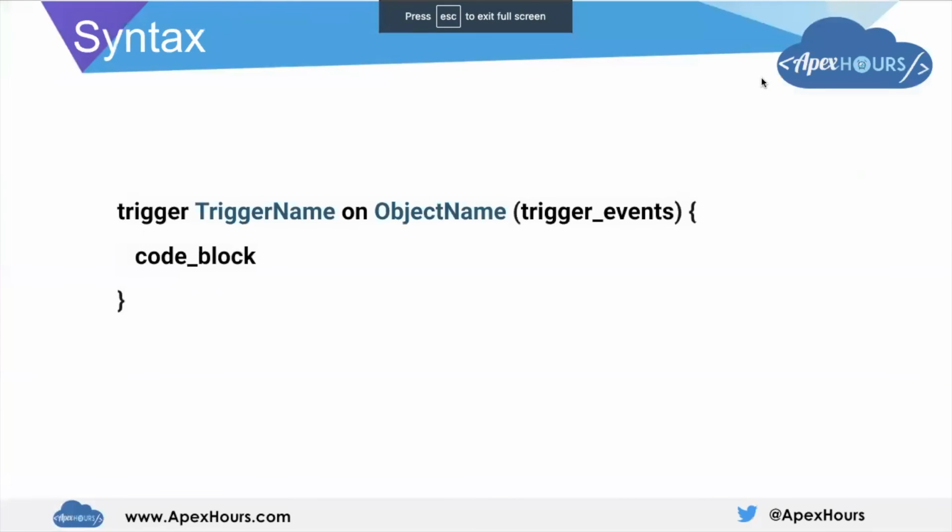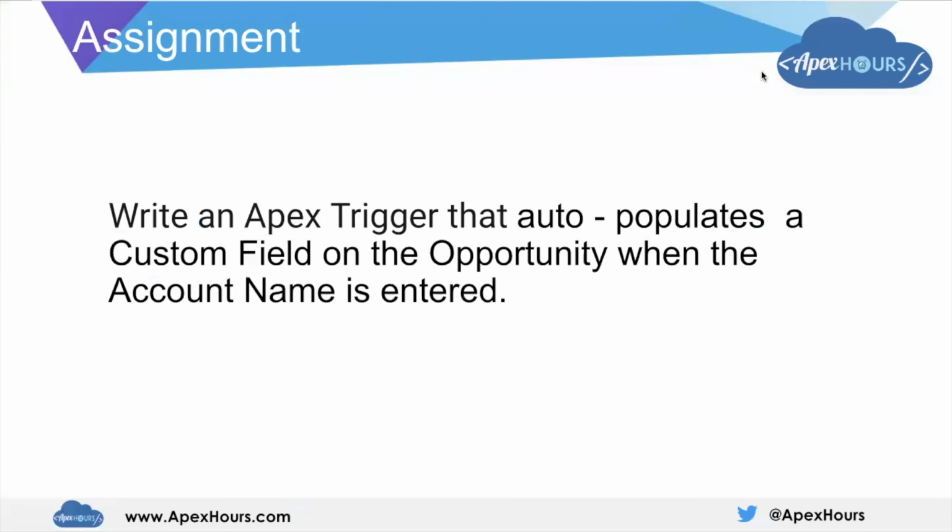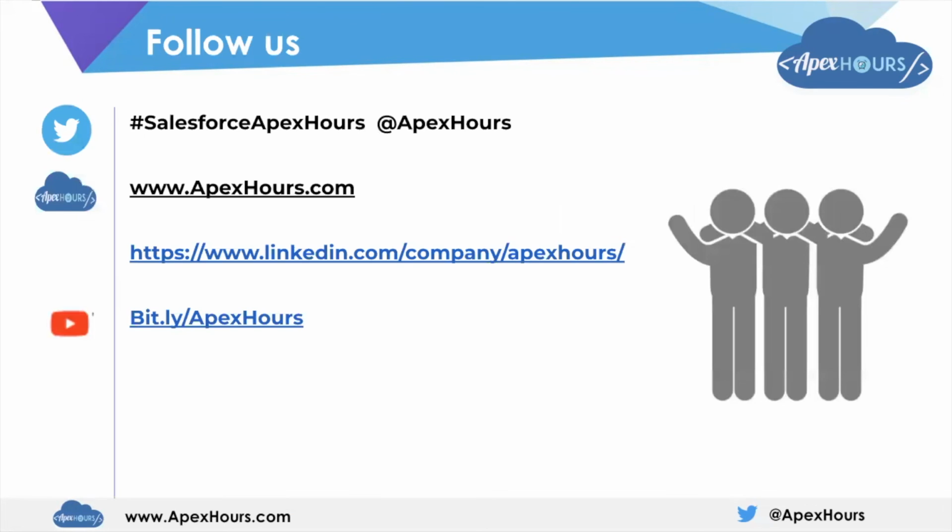So let's move back to our slides. This is how you can write and use triggers in any of your use cases. So this is how you write triggers in your Salesforce org, and this is an assignment for you to do. Write an Apex trigger that auto-populates a custom field on the opportunity when the account name is entered. It is very simple. All you have to do is check whenever the account name is entered, or whenever there is an account name, a custom field should be auto-populated.